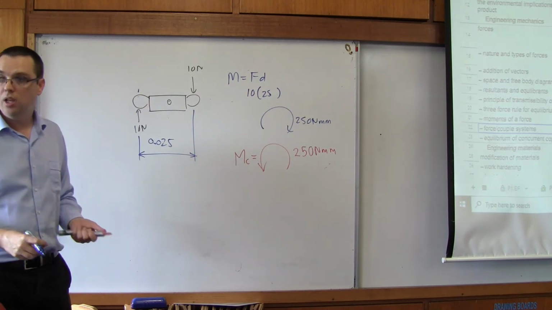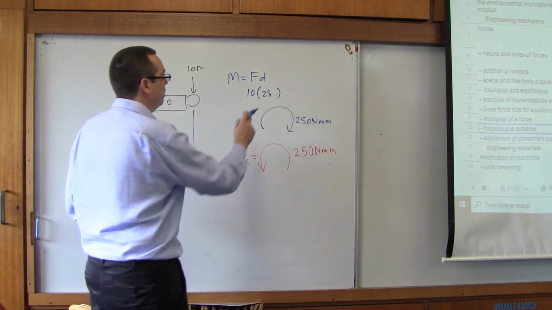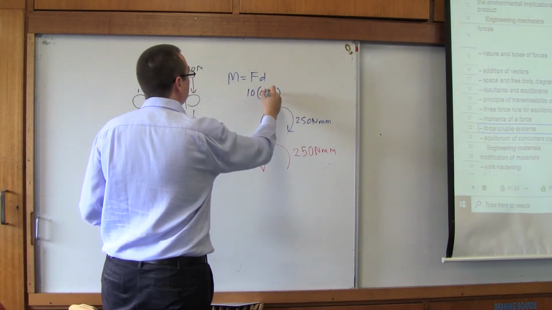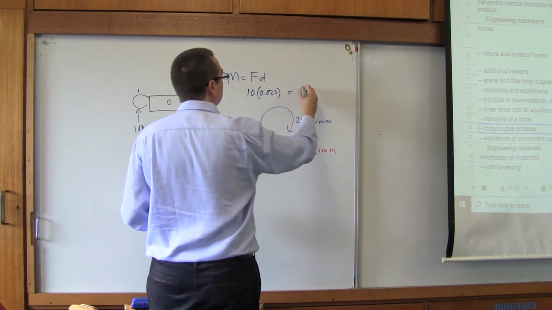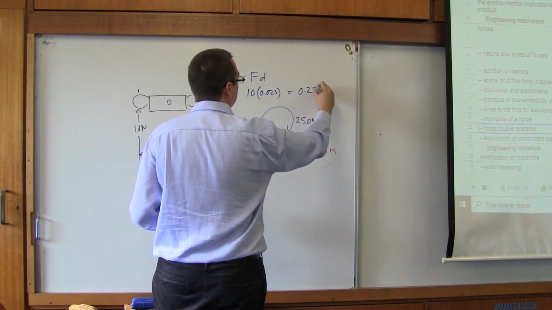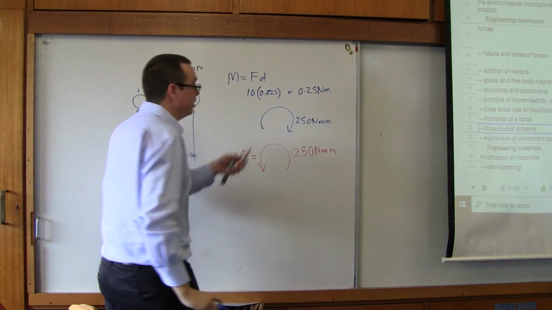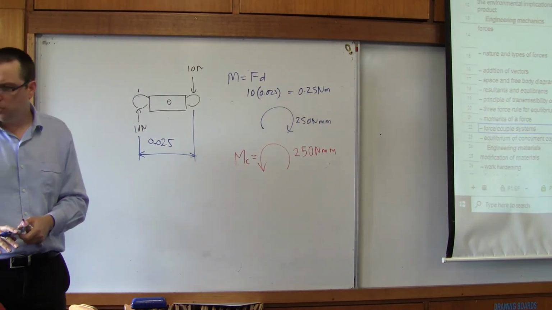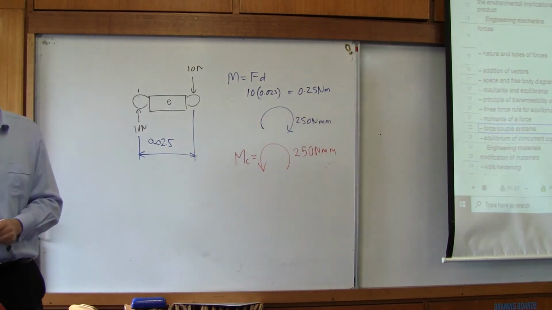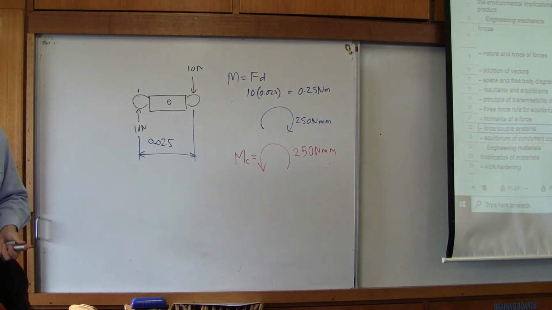We good? Okay, so in that case, it would be 10 times 0.025, which is equal to 0.25 Newton meters. That's the same as that. Just a different terminology. Okay, now that we've said that, the last thing we're going to say is the equilibrium of concurrent coplanar forces.